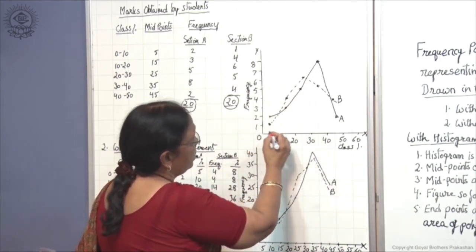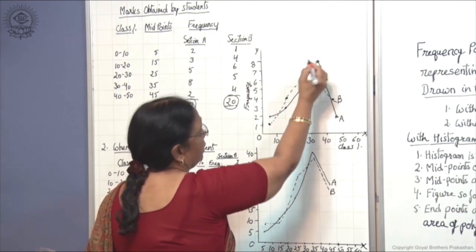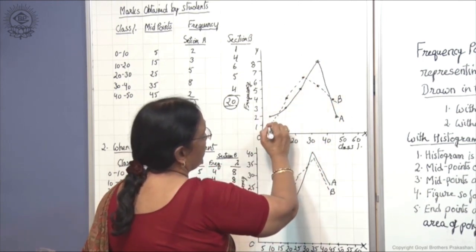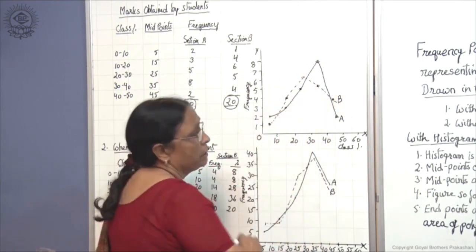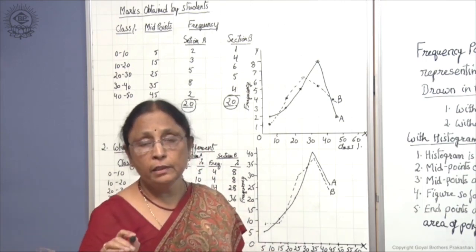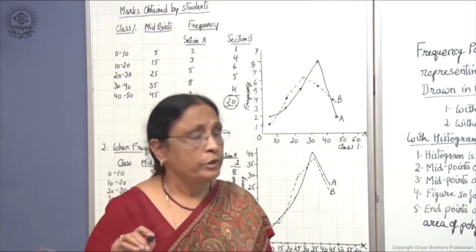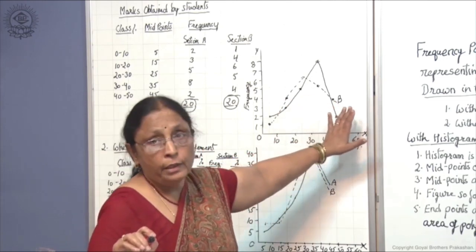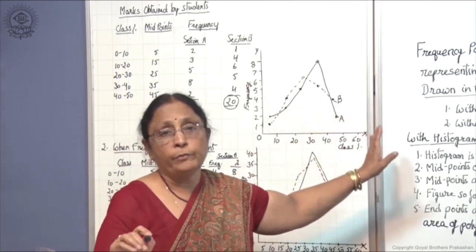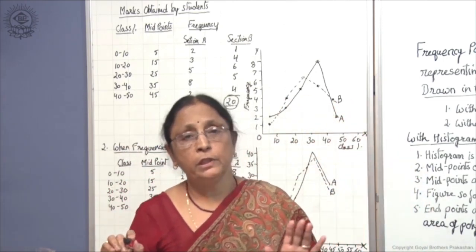What comparison? Section A, highest marks are here, highest frequency is here. Section B, highest frequency is less than 8. So this way comparison can also be made, and two frequency curves can be shown in one frequency polygon.